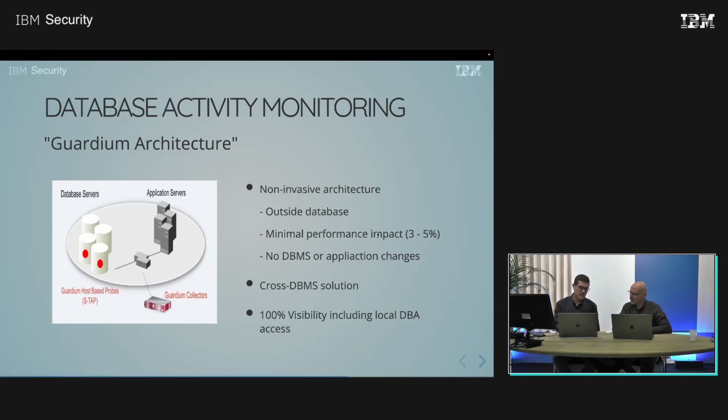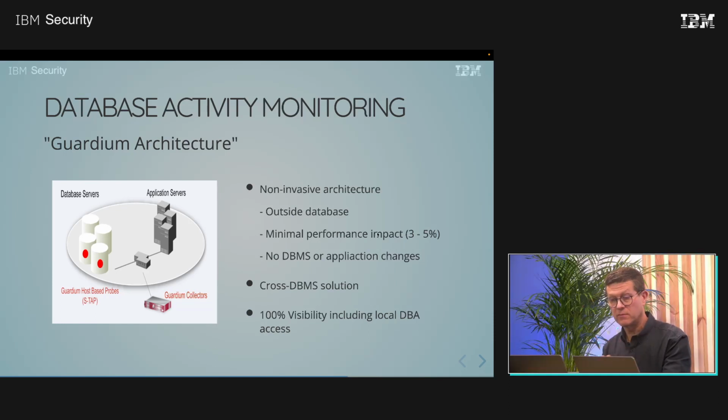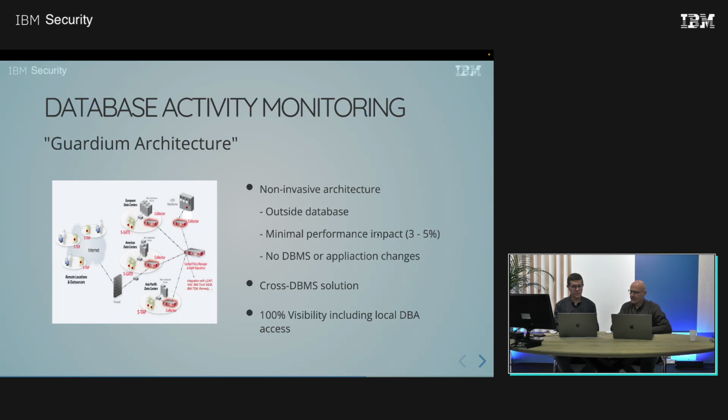So what we have is the S-TAP listening on the traffic coming in. It has full visibility of the data, including local DBA access. And it's gathered in what we call appliances, either virtual or physical Guardium collectors. If we're looking at the bigger picture, you can imagine multiple sites distributed, maybe remotely connected. You can have multiple collectors. Of course, every collector has its limitations on logging and the number of databases it can monitor.